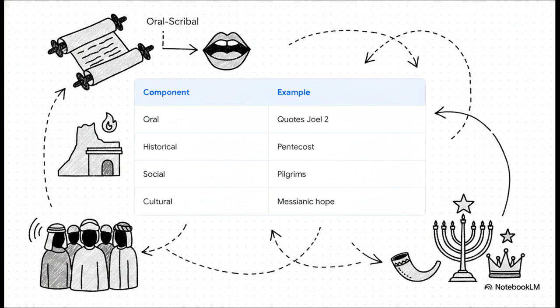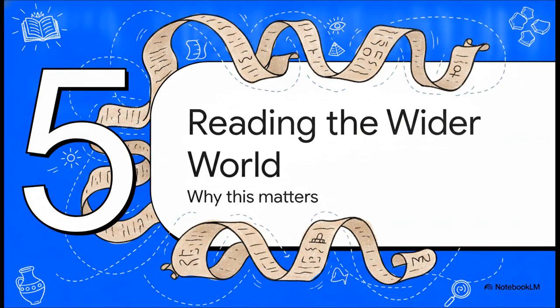Third, social. You have a massive gathering of pilgrims from many nations experiencing public speech and communal response. And finally, cultural. The entire event is completely saturated in the customs of a Jewish pilgrimage, covenant expectations, and deep messianic hope. Robbins' framework absolutely unlocks the full, multidimensional depth of this event. Let's wrap things up with Part 5, Reading the Wider World.